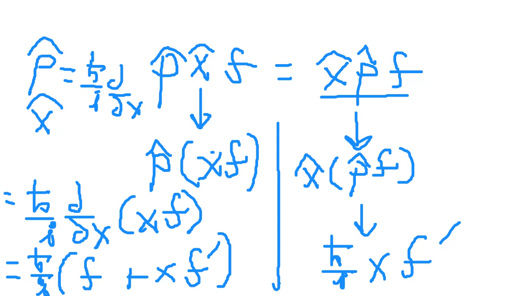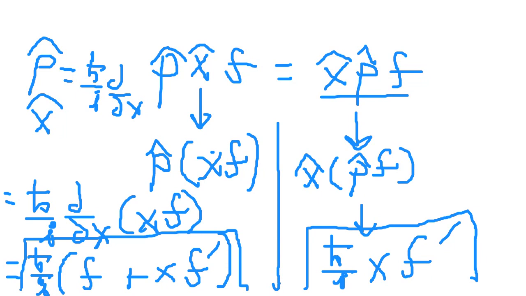Okay, consider the result on the right versus the result on the left. I hope it's fairly clear they're not the same. In fact, the left-hand side has this additional h bar over i times f term, which does not appear in the second.